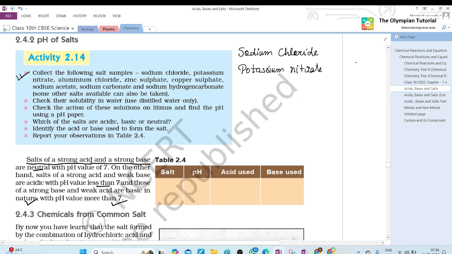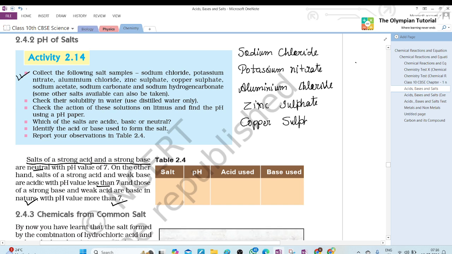Check their solubility in water. Use distilled water only. Check the action of these solutions on litmus and find the pH using a pH paper. Which of these salts are acidic, basic, or neutral? Identify the acid or base used to form the salt. Okay, so firstly we will discuss the salts. Tanya, before that, let me know about pH.